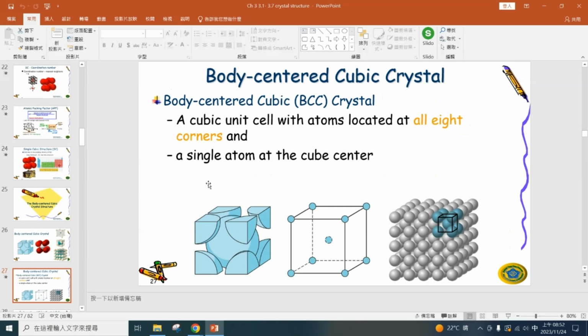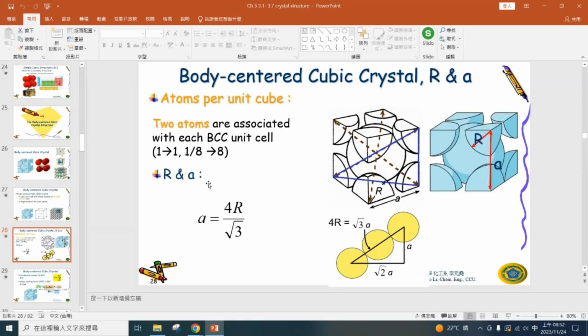Okay, and again, we also want to know the coordination number, and we also want to know the APF. But before we understand these two terms, we need to know the relationship between the radius of the atom and the edge length of the unit cell. According to this equation, the edge length will be equal to 4r, r is the radius, divided by root 3. Okay, because of this equation, I'm sure you all understand this.